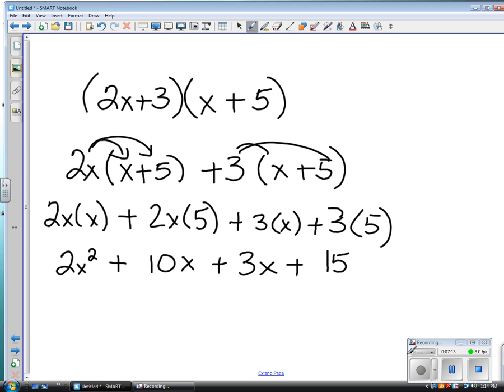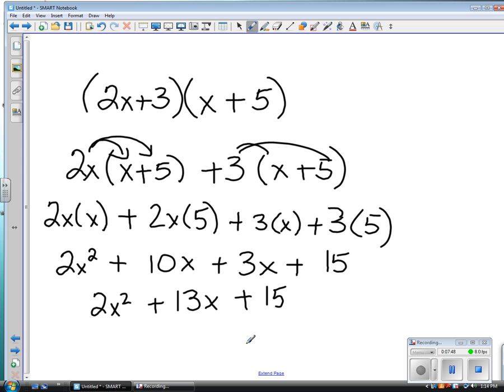Okay? Now, from there, what can I do? I can add the 10x and 3x. So 2x squared stays the same, and I get 13x plus 15. Why did this not change to 13x squared? Because I'm adding, so the variable does not do anything. It's like me adding, I have 10 x's over here and I have 3 more x's, so I have a total of 13 x's. The x does not change when I'm adding, only when I'm multiplying.